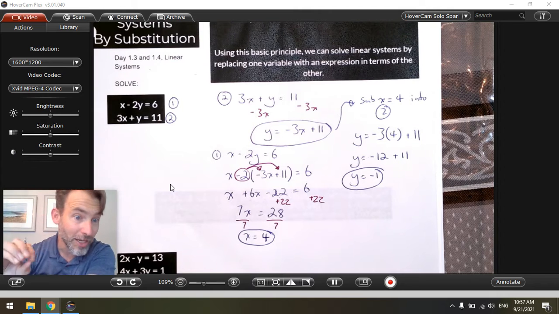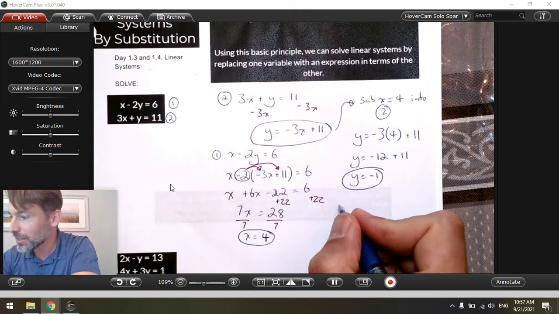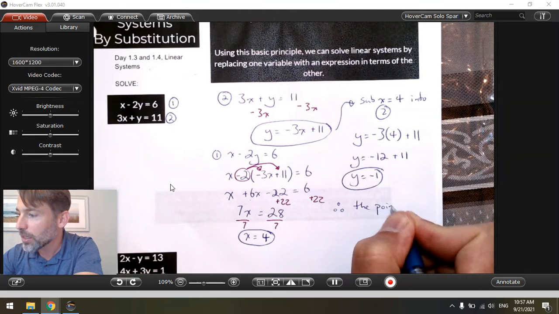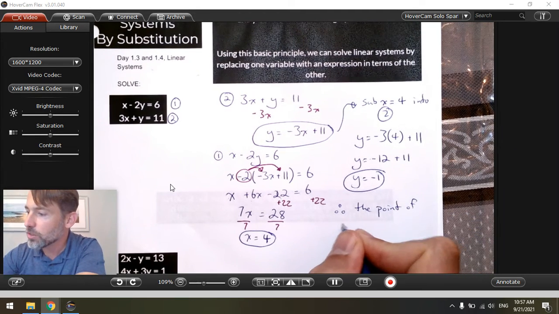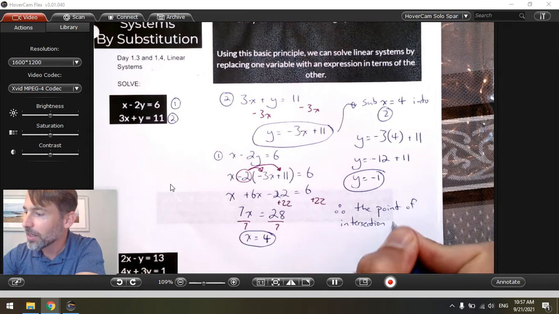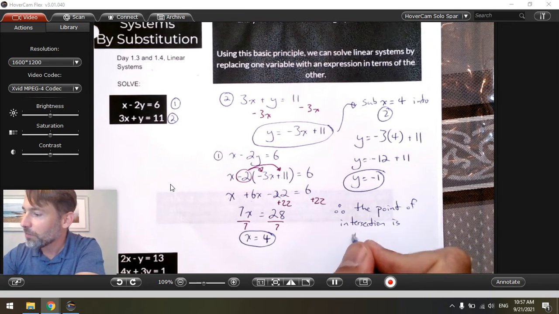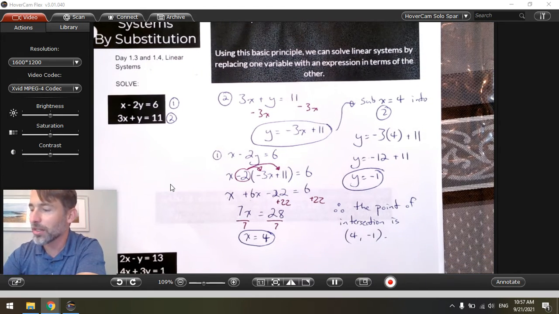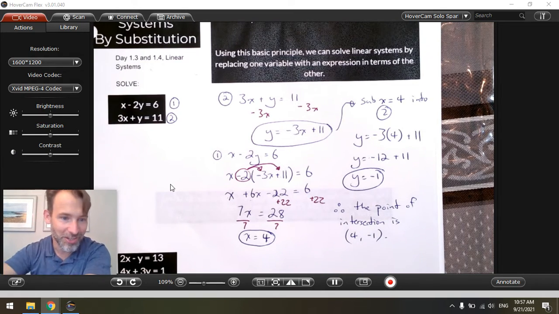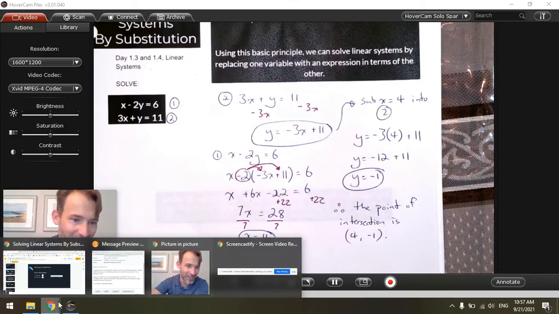Now, put your whole answer together like this. Therefore, the point of intersection is 4, negative 1. Write it as a point like that. Put a period at the end of your sentence. Okay? And so that's a complete solution.